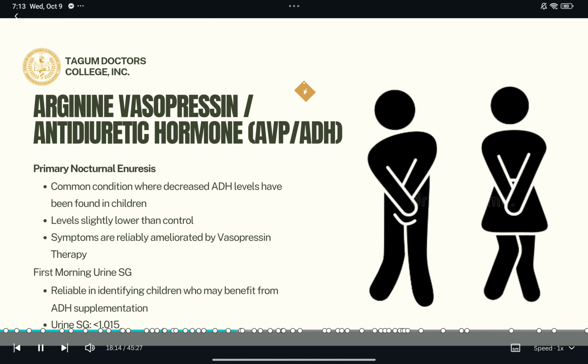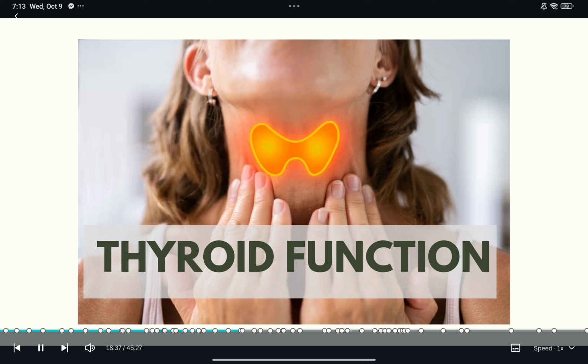Okay? So usually, ang ginapangita nato is a urine specific gravity of less than 1.015. This is for children. And if ingan ani ang specific gravity nila, then they may be able to benefit from the ADH supplementation. Okay, so that is it for our hormones from the pituitary gland. Next, we'll go to thyroid function.